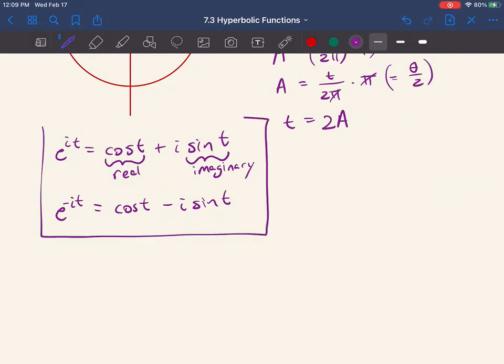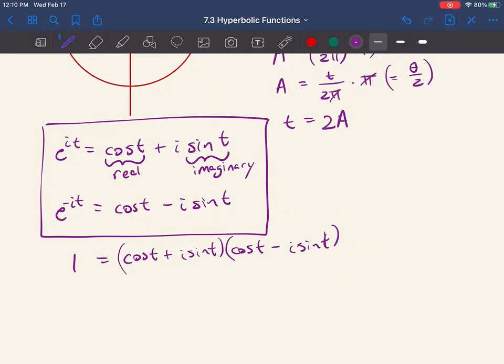I think I showed you all that on the board before, and actually multiply them together. So you get e to the i t times e to the negative i t. That's going to give you one. And if you do cosine t plus i sine t times cosine t minus i sine t, all right, you get cosine t plus i sine t times cosine t minus i sine t.